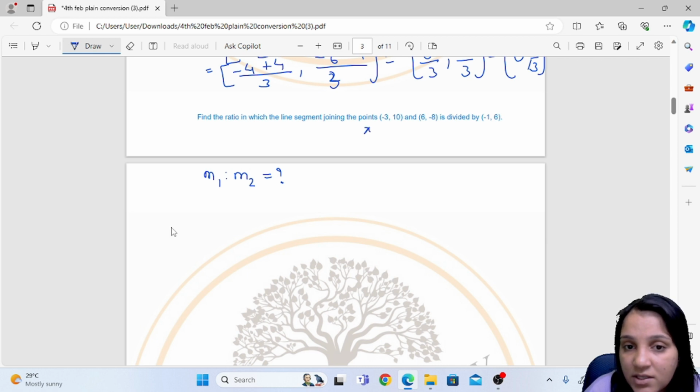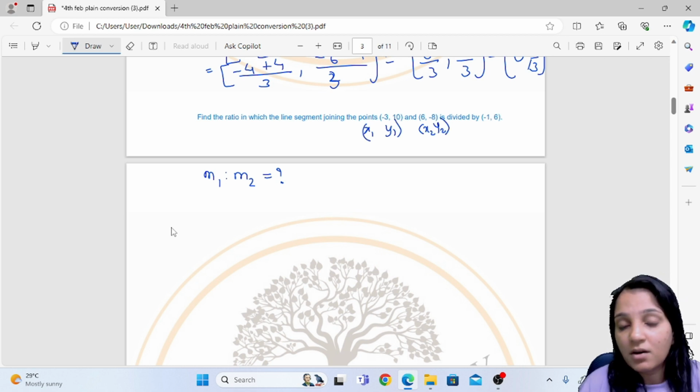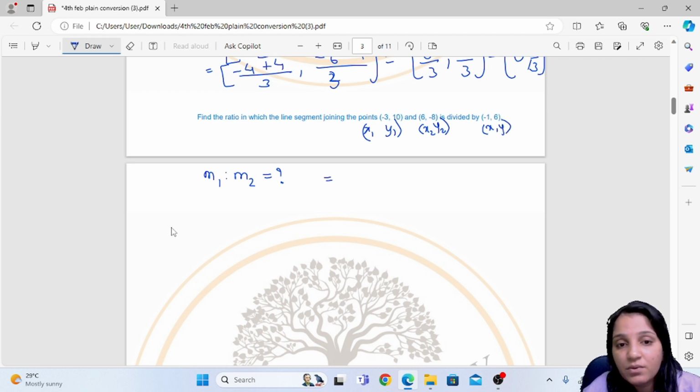First point is x1 y1 and second point is x2 y2, and here the ratio m1 to m2 is not given, but this is given. See, the point which divides the line segment, this becomes your x comma y. So we'll write x comma y is given by minus 1 comma 6. Here the first step is to write the formula. m1 m2 we have to find.